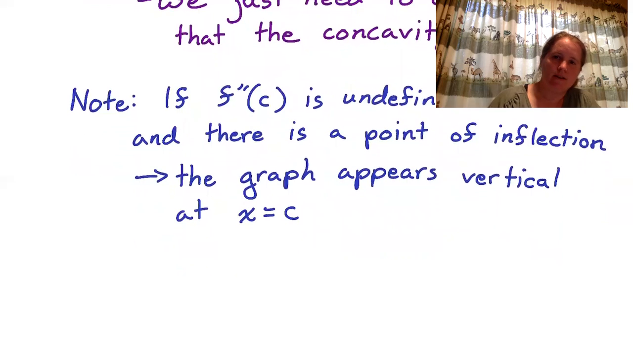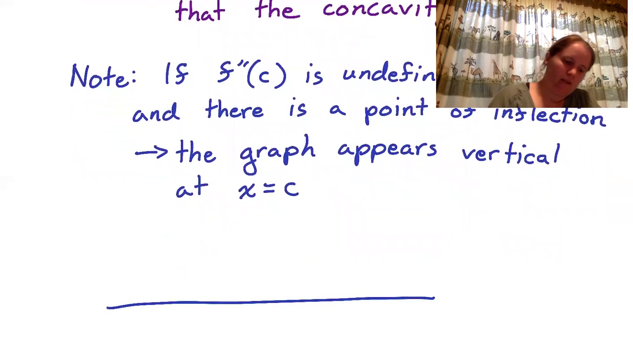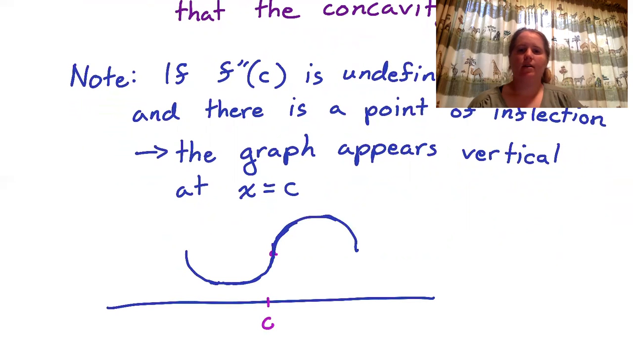So what I mean by this, here's our x equals c. Here's our point. Essentially, we're going to come through and then basically go straight up just through that point and then cap off again. So it still is a point of inflection. It still looks more or less like what we had before, but here we're basically going vertically through the point at x equals c.